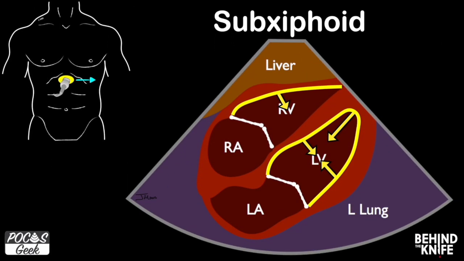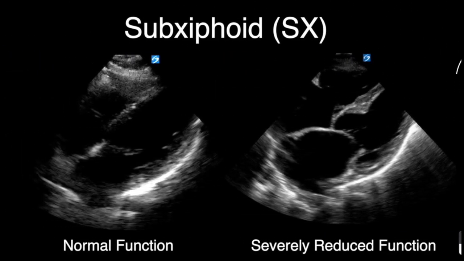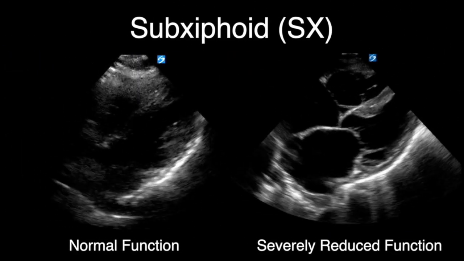In the subxiphoid view, we're going to also be looking for the same thing. Again, we're going to have some shortening along this way. In this view, it's just a little easier to see this move in, so that's why I've drawn it this way. But again, we're going to look at the inner myocardial wall in the left ventricle and see how much it closes down. Again, we're going to have normal on the left, abnormal on the right.